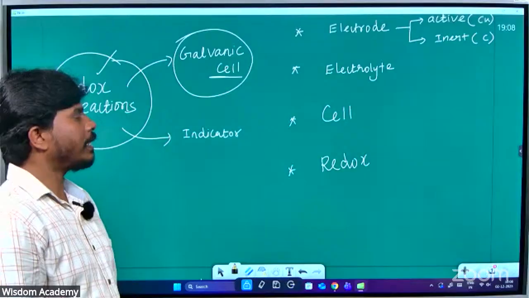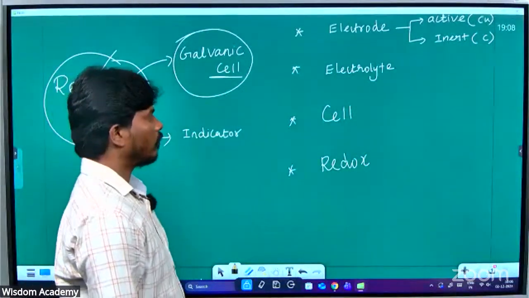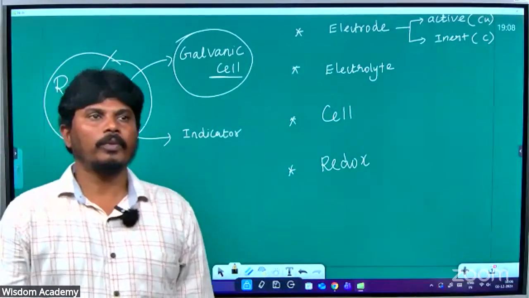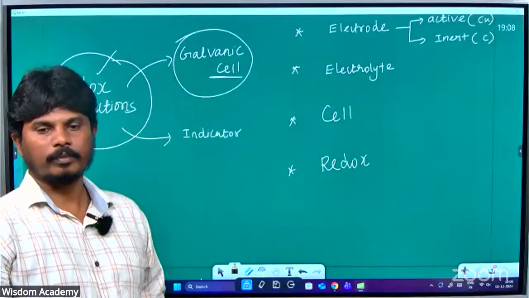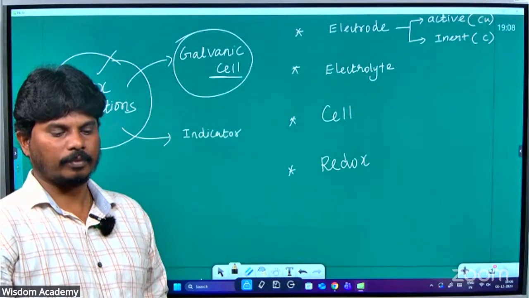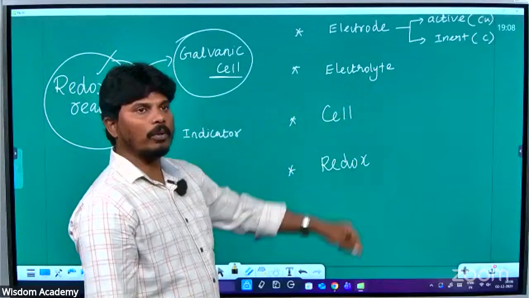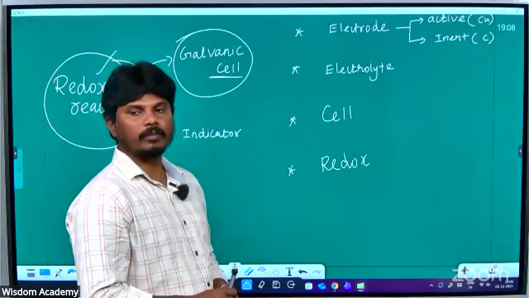Next one, electrolyte. Electrolytes are usually salt solutions which provide ions. Salt solution or ionic compound which provides ions. Sir, can you repeat the definition of electrolyte, sir? Electrolyte is a salt solution or ionic compound which gives ions to the solution.